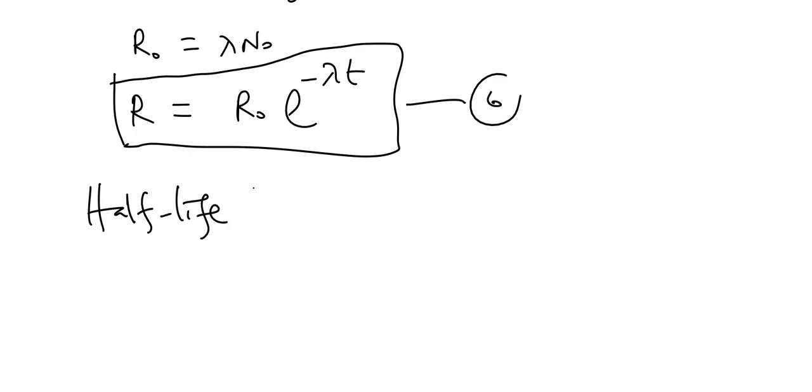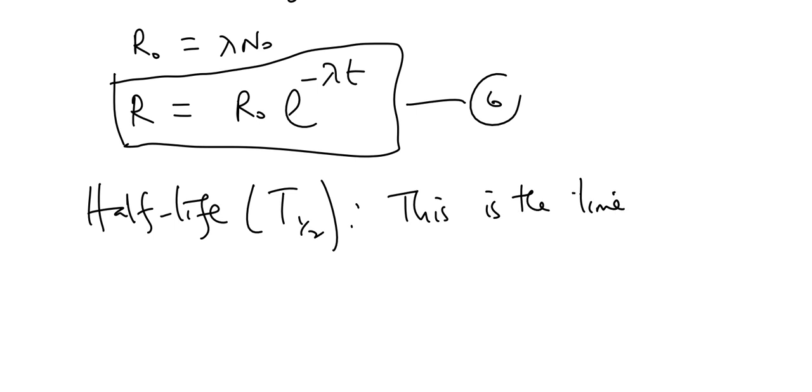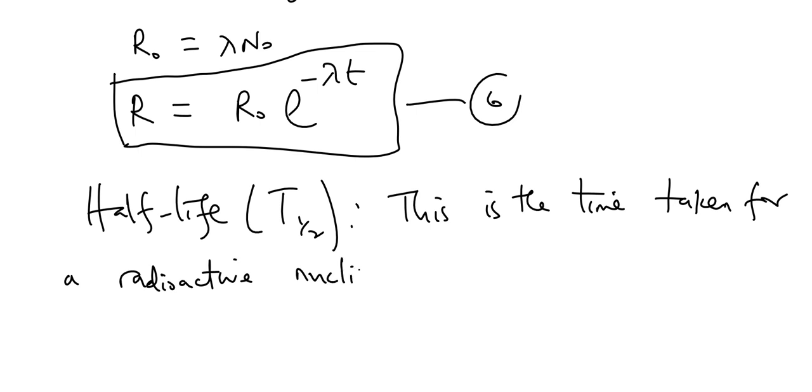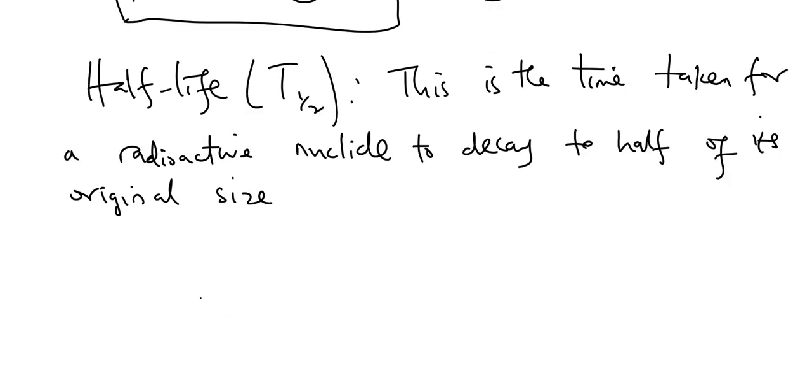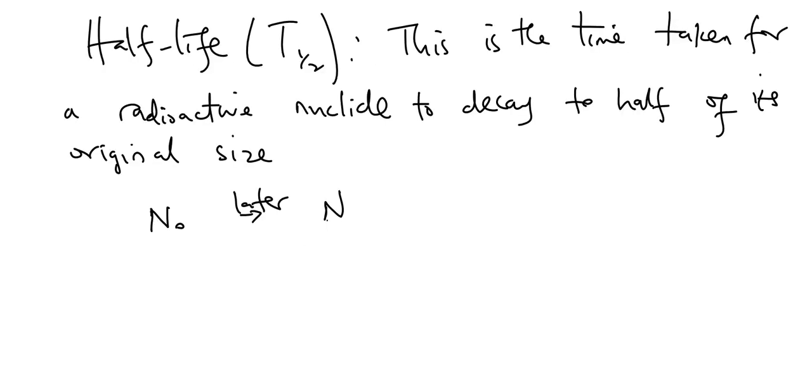Half-life, T half. This is the time taken for a radioactive nuclide to decay to half of its original size. What does that mean? If we have n naught initially, and after some time the number of nuclei present has decayed to n, and this n is half of n naught.